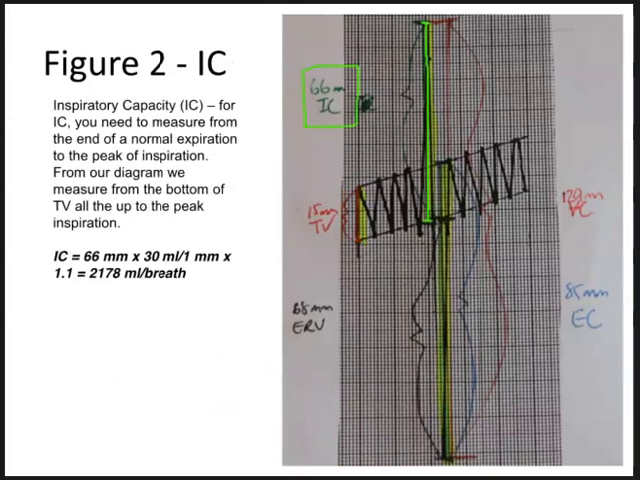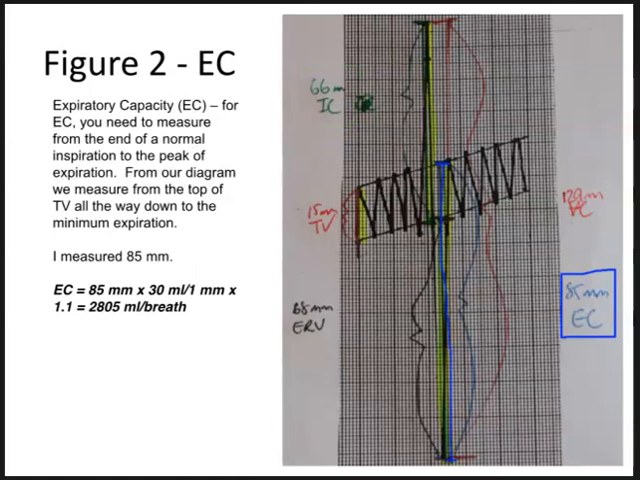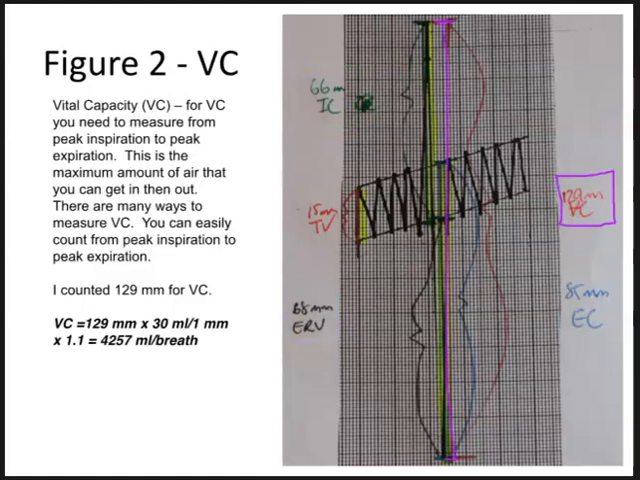And then for vital capacity, let's see here. Again, we're measuring from the bottom to the top, and we measured it out to be 130, maybe 129, and again, putting that into the volume capacity formula, putting in the Bell correction factor and BTPS correction factor. And here, vital capacity, we find to be 4,257 milliliters per breath.